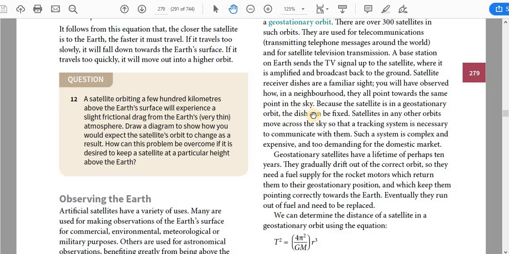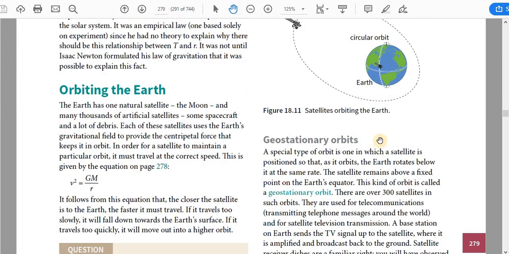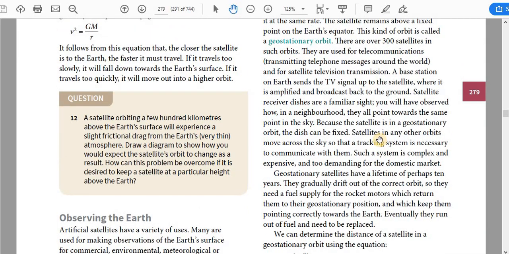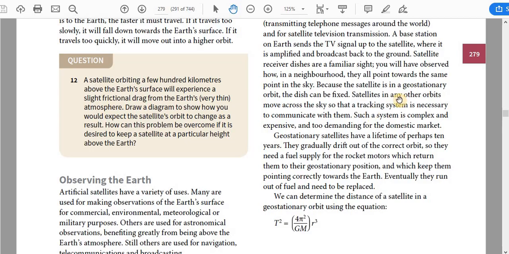If you look at the satellite receiver dishes which are fixed on top of the roofs of houses, you will notice that in a certain neighborhood they are pointing in the same direction, because the satellite is in a geostationary orbit. The dish can be fixed. Okay, but in the case of an orbit like this, that dish has to move. So for example, when they are getting the weather forecast, here it doesn't need to move because it's a geostationary satellite, so the dish can be fixed.